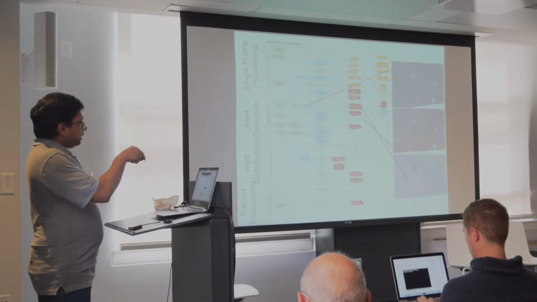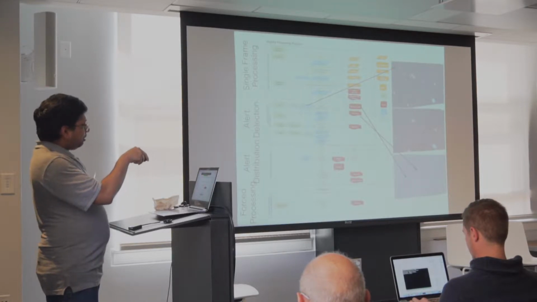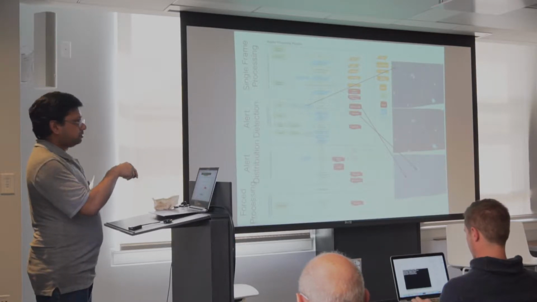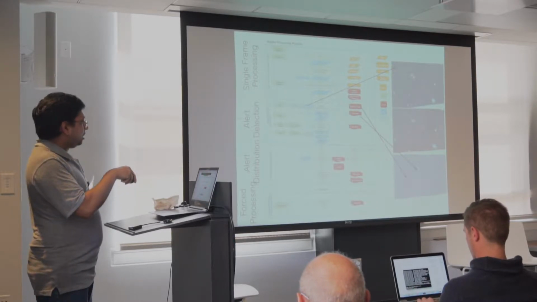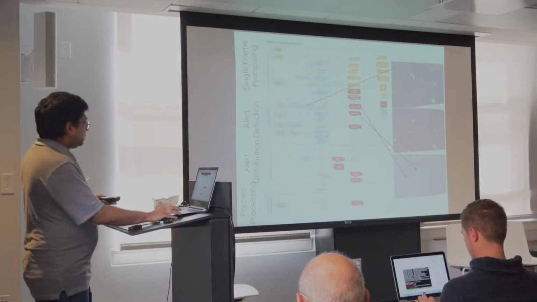And if it's new, you start doing forced photometry on that, but that arrives within 24 hours. And that's added in as a DIA object.